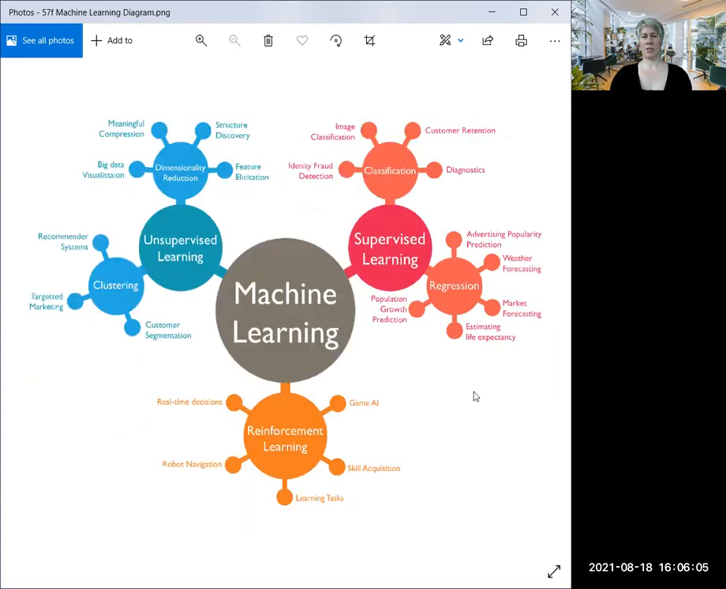And this slide here just shows where regression and classification sit amongst the big machine learning topic. So you can see that classification would be concerned with customer profiling, while regression is more to do with weather forecasting, for example.